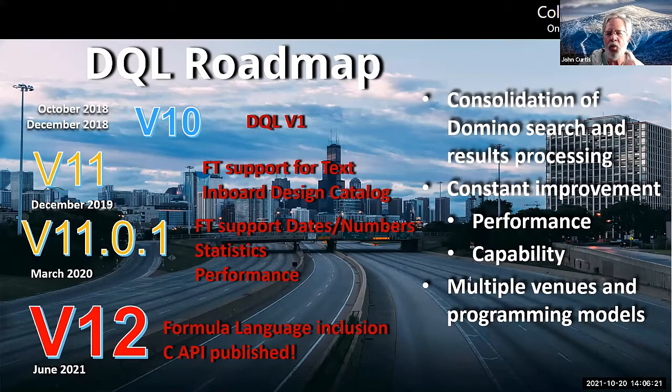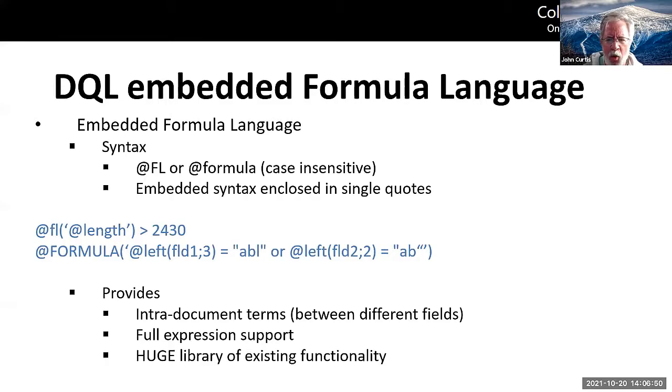We have in 12 published formula language inclusion, so you can now include formula language inside your DQL syntax, and we have published the CAPI, two calls basically, to make DQL happen, and that works client server. So DQL, I'd say it's mature, though we're never done making it go faster and more functional. But there's a lot of stuff in there, seriously a lot of stuff in there. So let's go forward and describe what we did with formula language. We tried really hard to meld the two syntaxes, formula language and DQL.